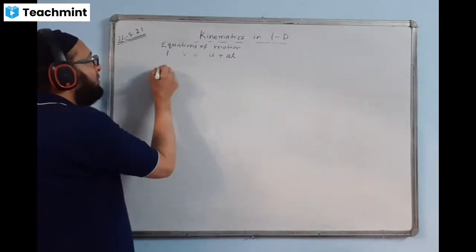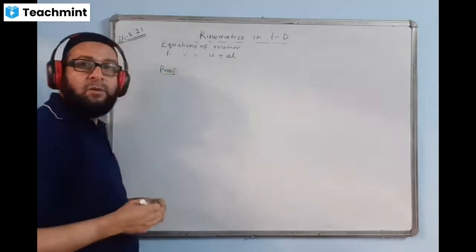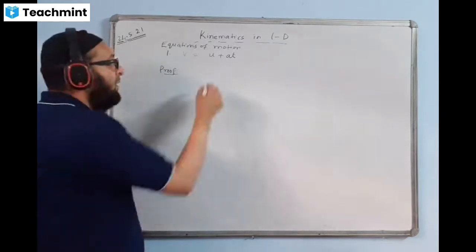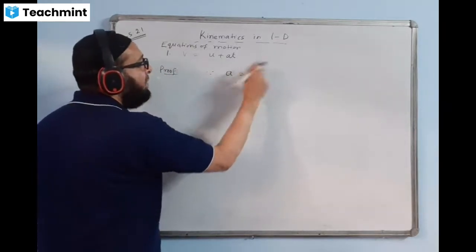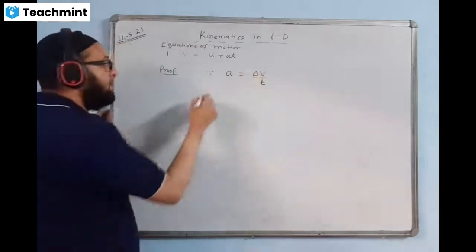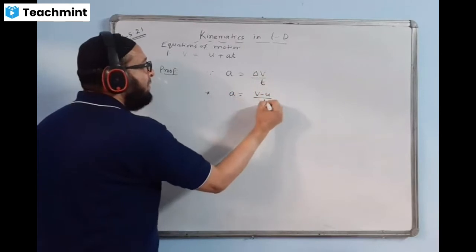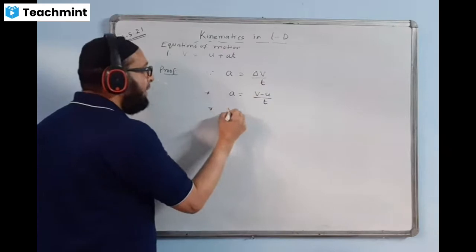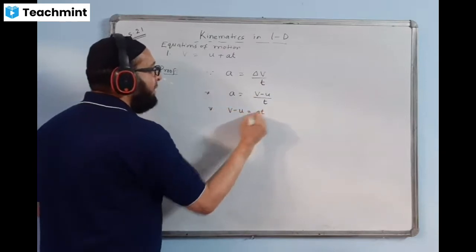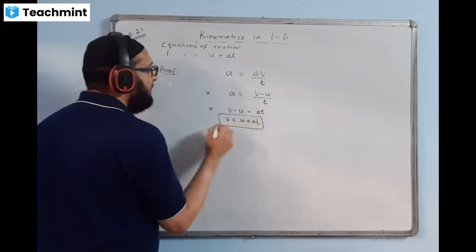So to prove this formula, we'll be doing like this. This formula is proved using the definition of acceleration. That is, A is equal to delta V by T. Delta V means change in velocity, upon the time. We write A equals V minus U by T, final velocity minus initial velocity upon the time. If we cross multiply, V minus U will be equal to AT. Therefore, V value will become U plus AT. So proved.